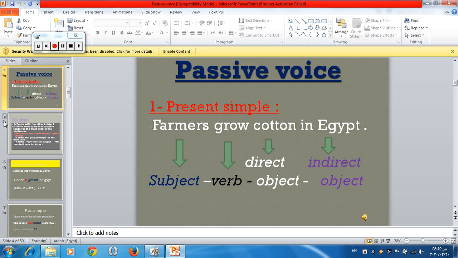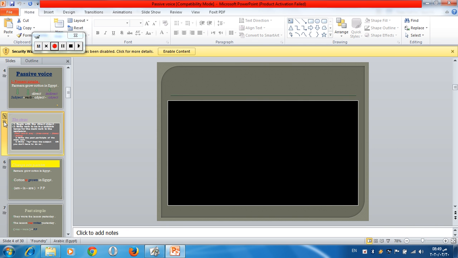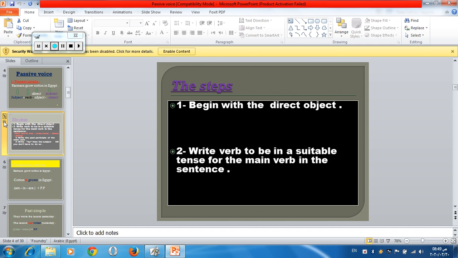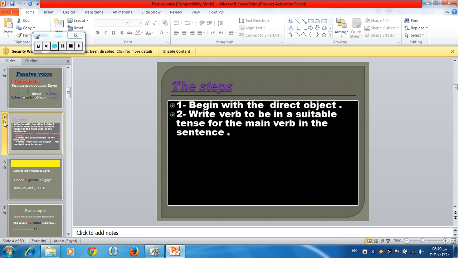What are our steps today? Number 1: yes, Karim, excellent. Begin with the direct object. Number 2: yes, David, excellent. Write the verb to be in a suitable tense for the main verb in the sentence. Number 3: what are the parts of the verb to be?